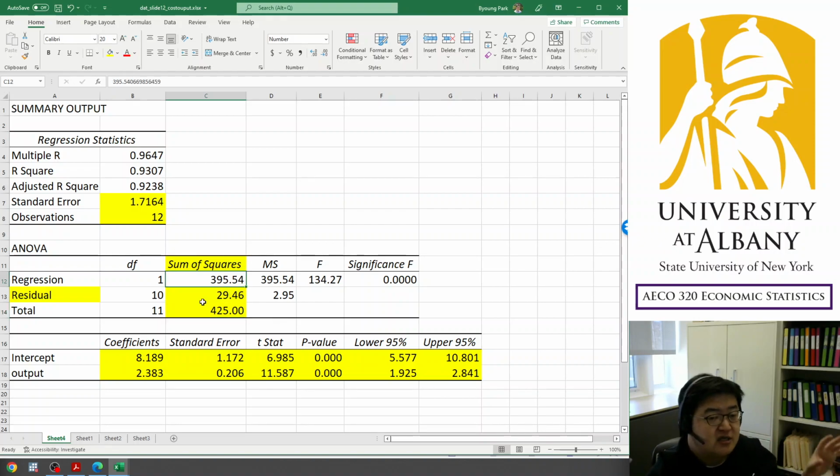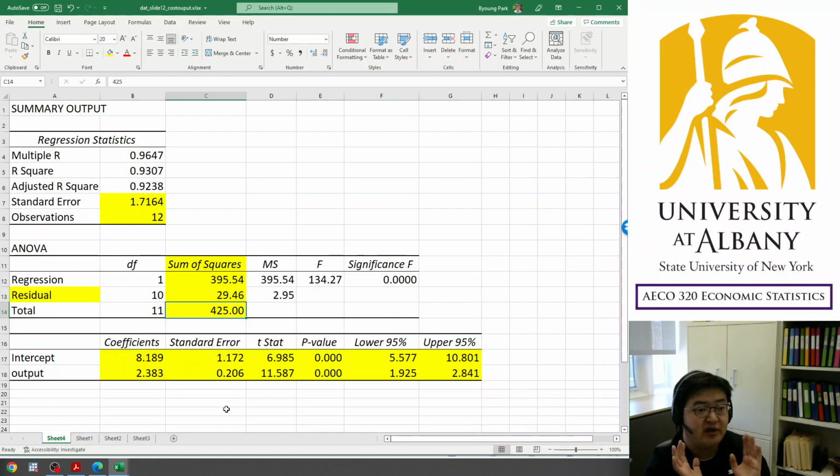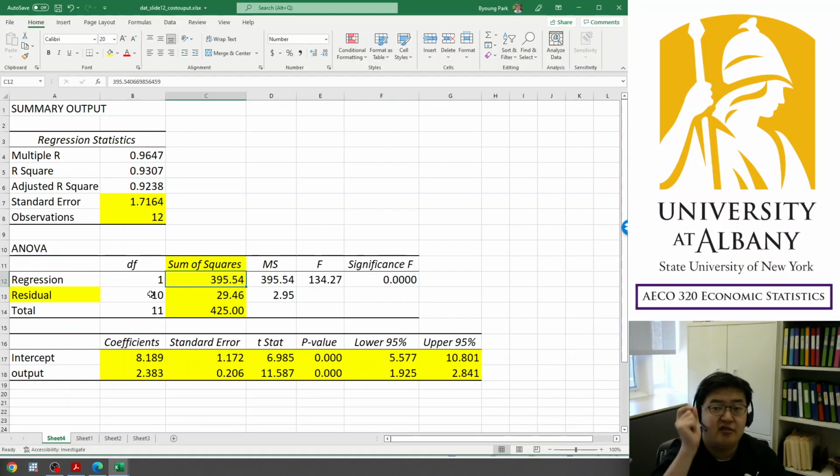So the change in your production can explain this much. Out of 425 variation, the change in your output can explain 395 something. This is how much you could explain using the variation in the output amount. But still, 29 something is not explained. It's residual, so you can just call this an error. I don't know why you observe this much unexplained part, so it's just an error.